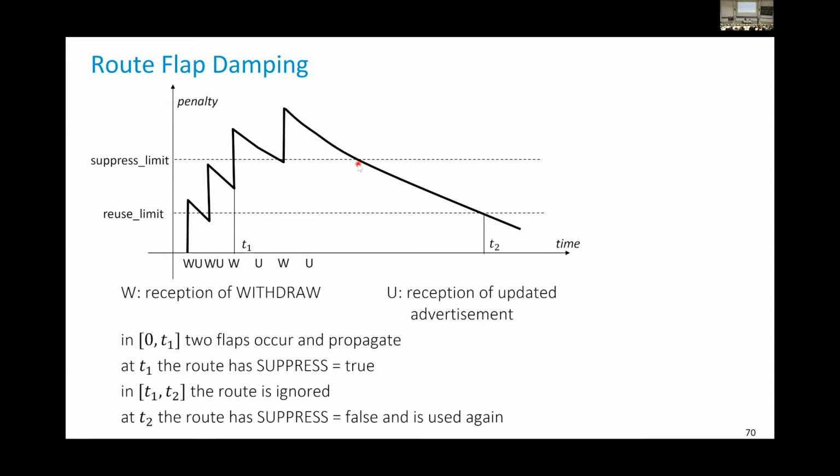When the suppress limit is hit, the route is suppressed. In order to be reactivated again, we need the reuse limit to be reached from above. And of course, there's a difference between the two that gives a hysteresis system. Otherwise, we would have oscillations. We would not solve the problem. So in this case, this route will be suppressed at time t1. So this oscillating route, we allow 2 oscillations, then we kill it.